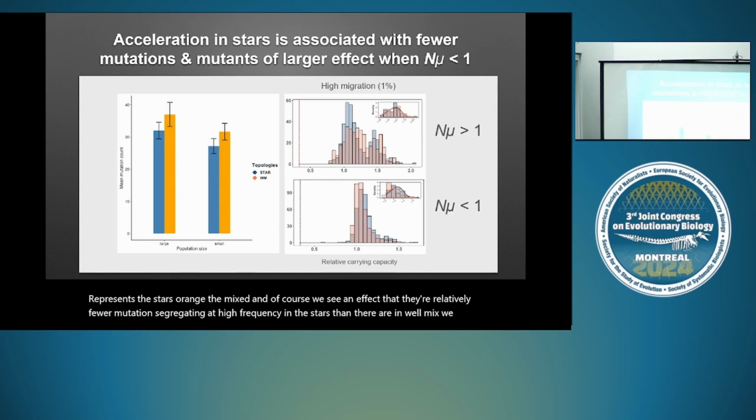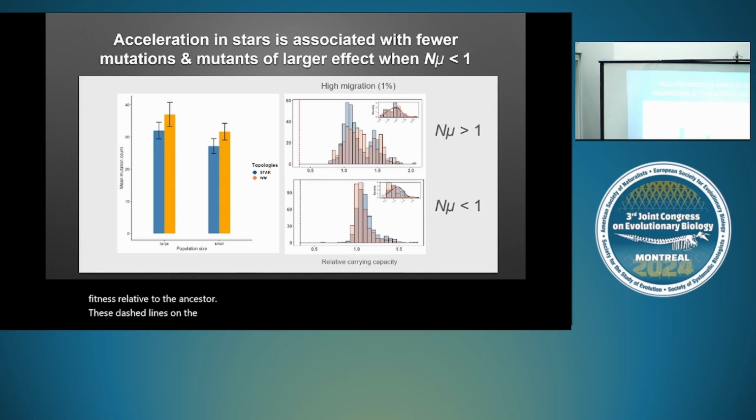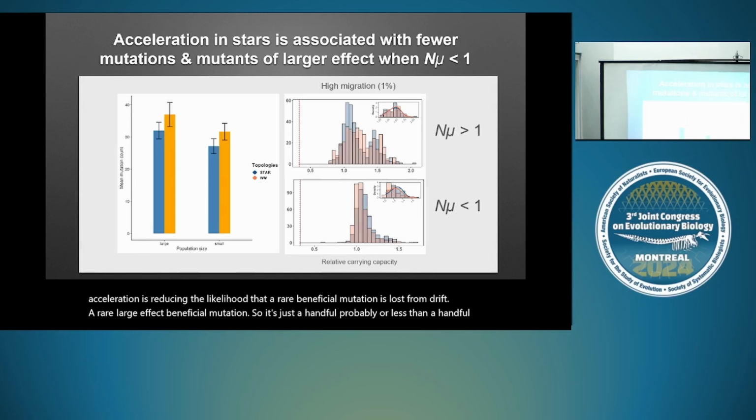We also took the evolved mutant lines, so these are not individual mutations necessarily, they are just the evolved clones from the experiment, and estimated the relative increase in fitness relative to the ancestor. These dashed lines on the left here represent the ancestor. And it's a little hard to see with the projector, but there is an enrichment for large effect mutant lines in the smaller populations, in the small mutation supply rates. So consistent with this idea that acceleration is reducing the likelihood that a rare beneficial mutation is lost from drift. So it's just a handful probably, or less than a handful, of large effect mutations that are driving this acceleration.